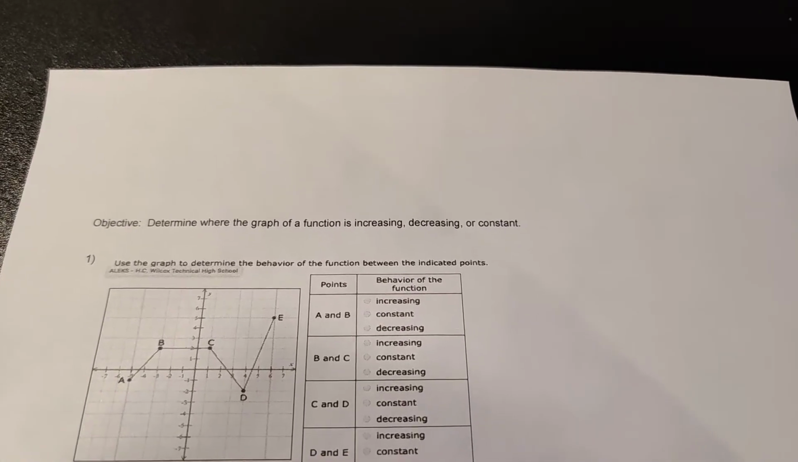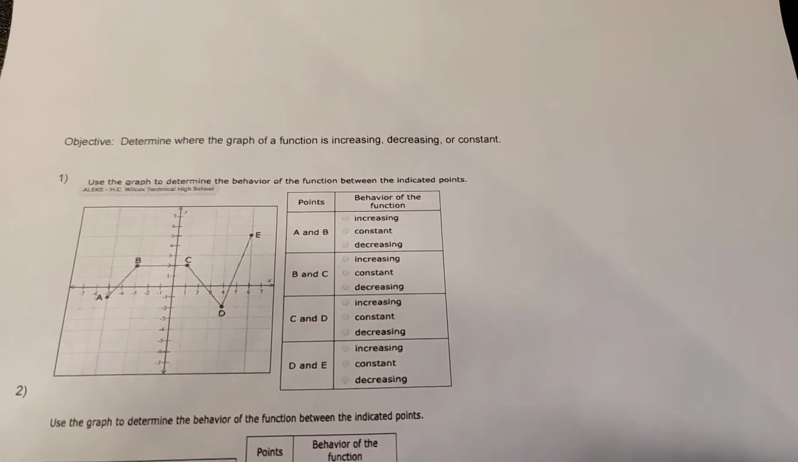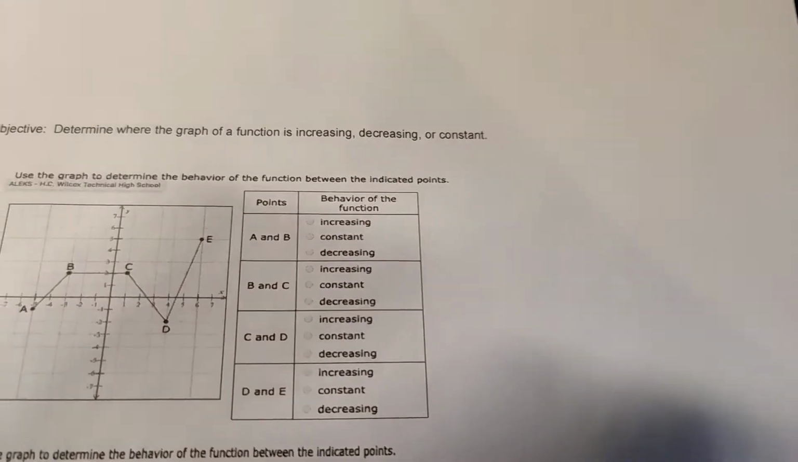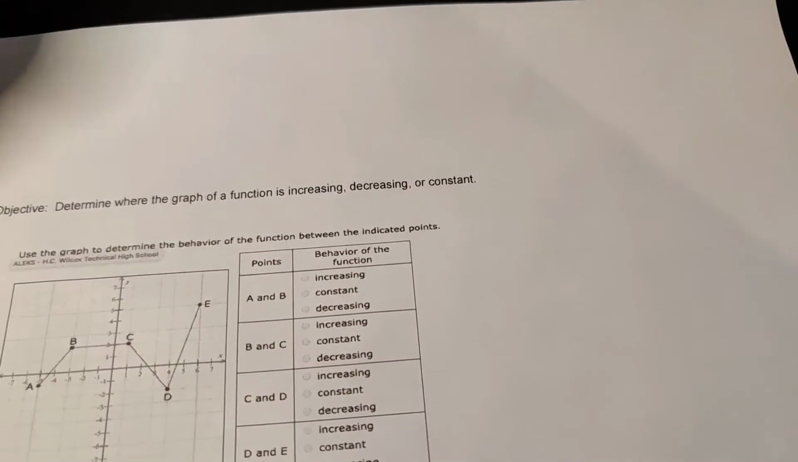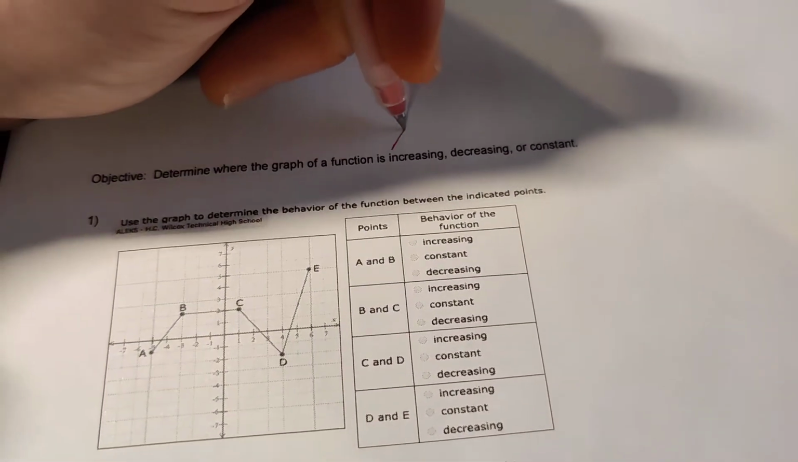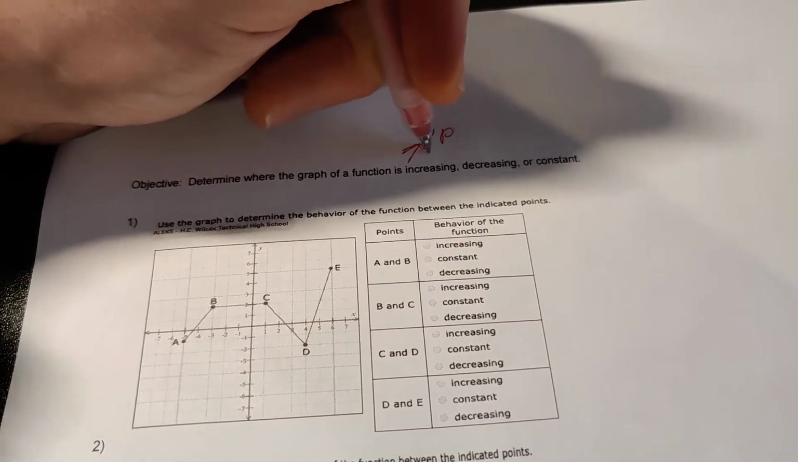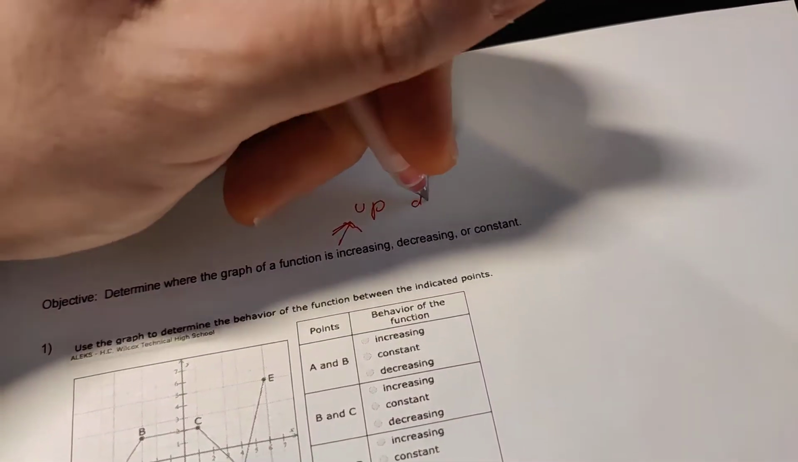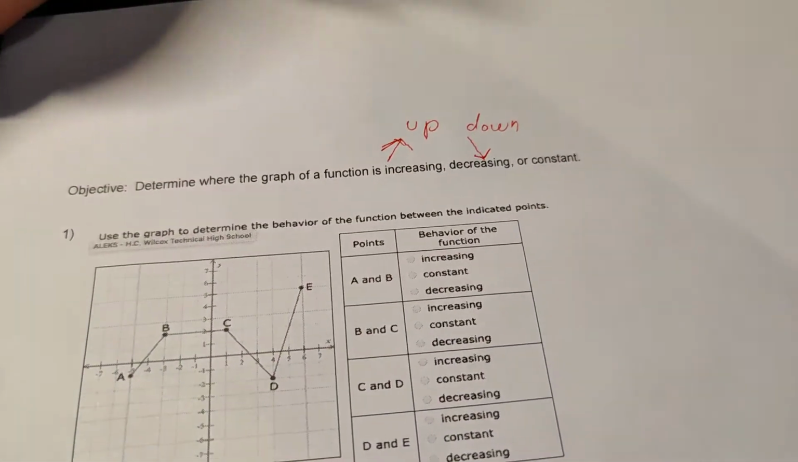Okay, so we're going to cover the lesson for number 9 on the checklist, which is called increasing, decreasing, or constant functions. Okay, so what do we mean by an increasing function? Or more specifically, the graph of an increasing function. So increasing, as you know, means up, and it's just something that's going to go like that. Decreasing, of course, means going down, and it's going to go something like that.